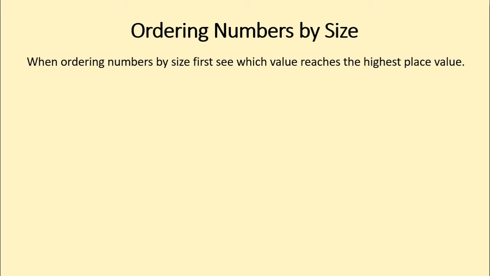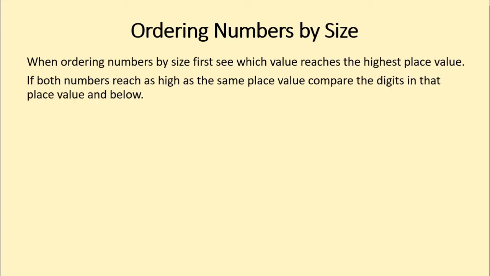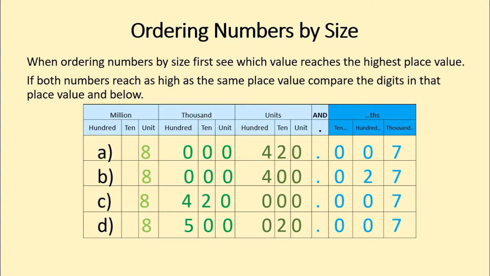Let's move on to ordering values now. So putting numbers in order by size. In order to do this, the easiest way is to first look at the place value or the highest place value of any number. If both numbers reach as high as the same place value, then we compare the digits in that place value. And if they're the same, we start comparing the ones below as well. Let me show you. So here we've got 4 different numbers, and they all reach the same highest place value. They all have digits in the millions. They all, in fact, have the same digit in the millions. They all have 8 in the millions.